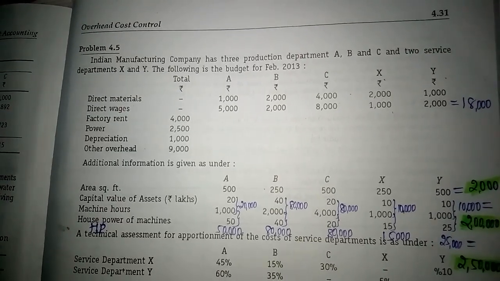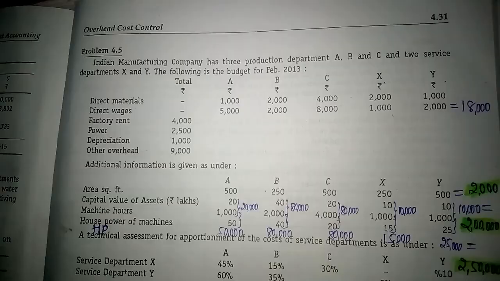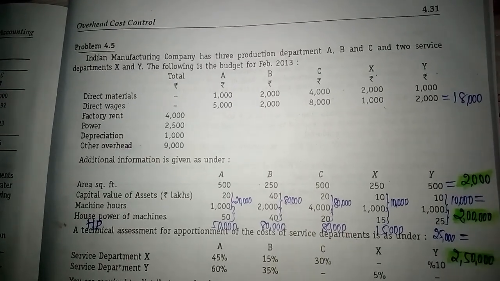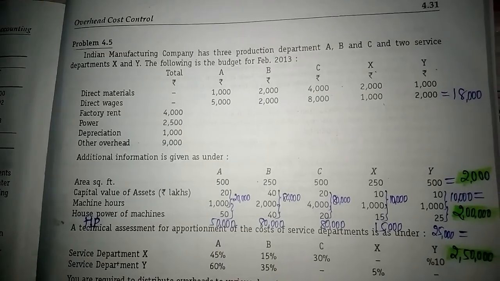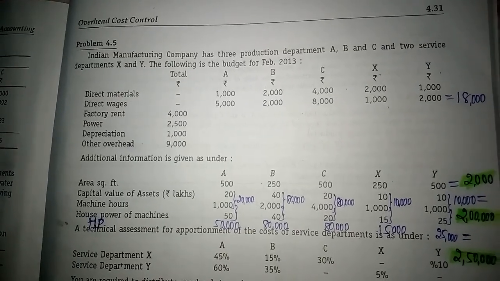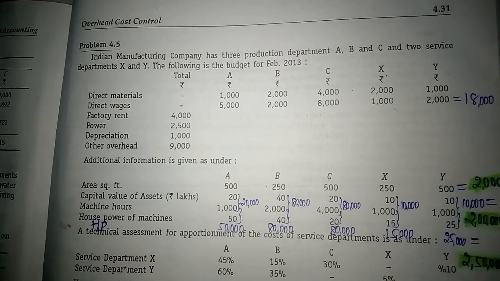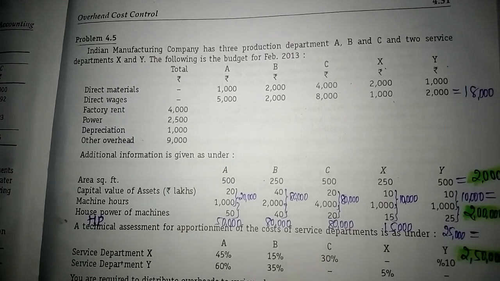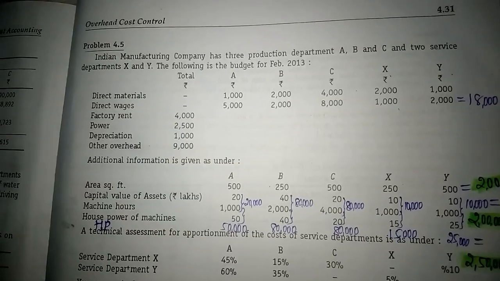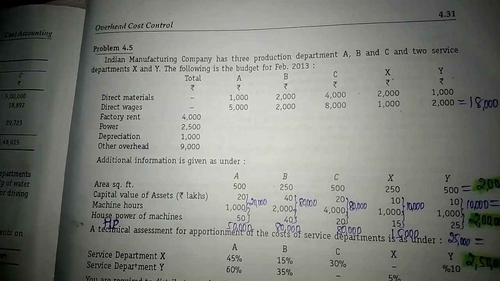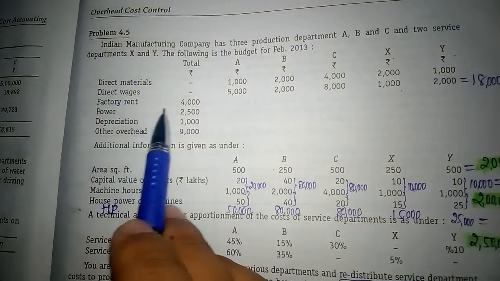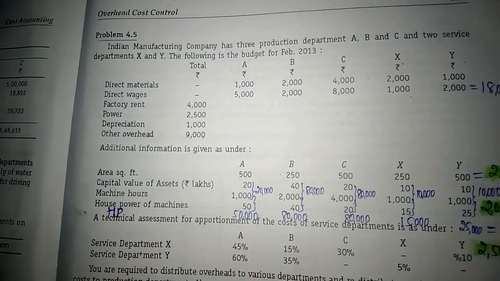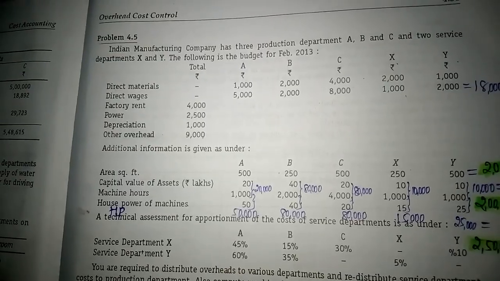We are supposed to transfer the direct expenses of only the service departments to the production departments. So we are supposed to consider direct materials, direct wages and direct expenses; if they give them, we consider them only for the service departments, not for the production departments. And they have given some expenses: factory rent, power, depreciation, other overhead. And also they have given additional information.